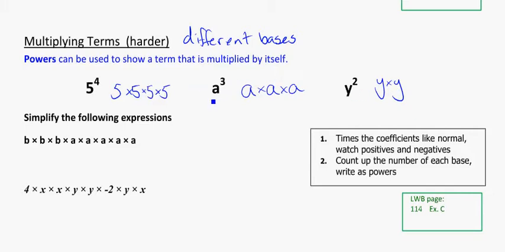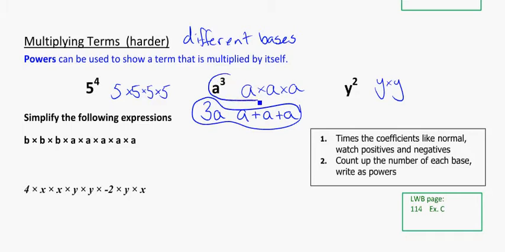And just to illustrate, this is also very different from, for instance, 3a. So a to the power of 3 is a times a times a, 3 a's times together. 3a is 3 times a, and this is different. This is like having an a plus an a plus an a. So 3a literally means 3 a's added together, and a to the power of 3 means 3 a's times together.